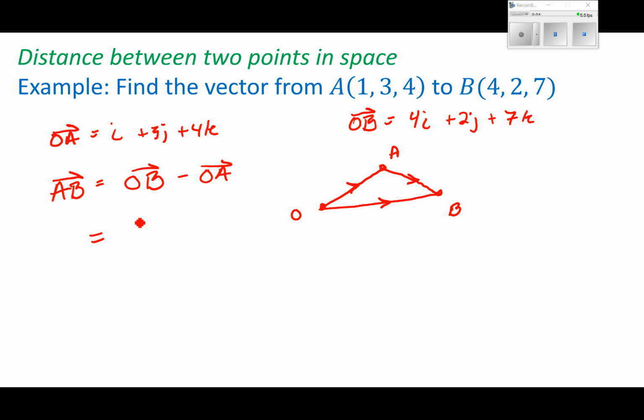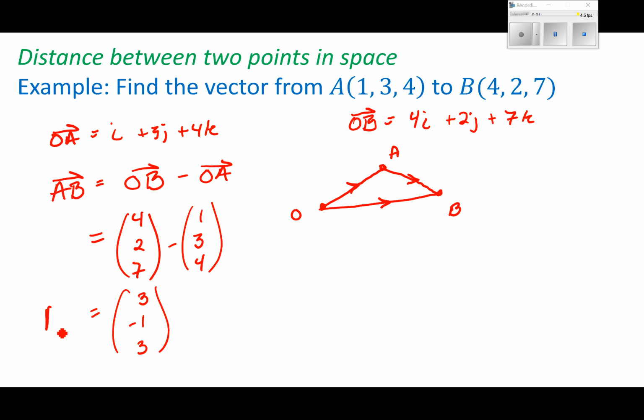So OB I know is (4, 2, 7), subtract (1, 3, 4). This becomes (3, -1, 3). So my vector AB, given the position vectors from the start, is (3, -1, 3).